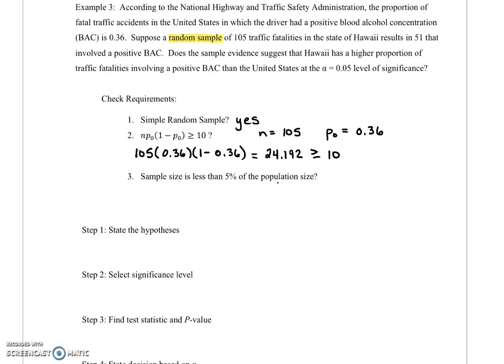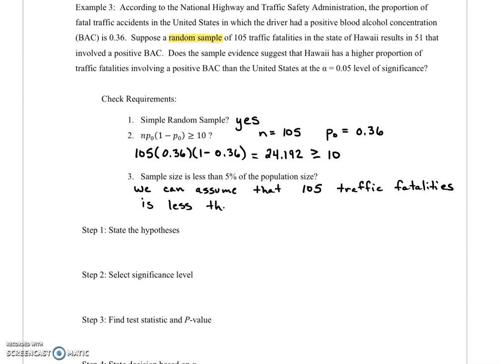Is the sample size less than 5% of the population? We can assume that 105 traffic fatalities is less than 5% of all traffic fatalities.